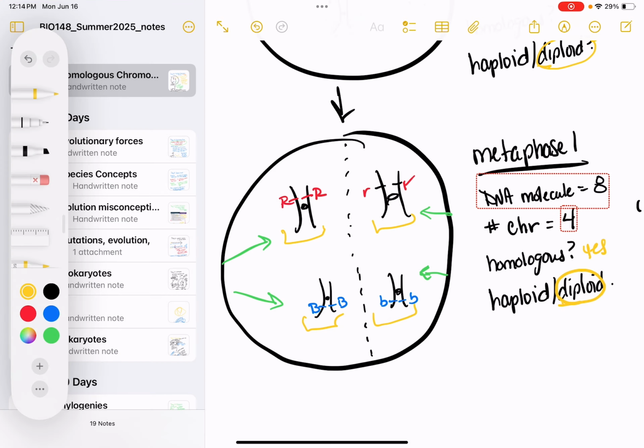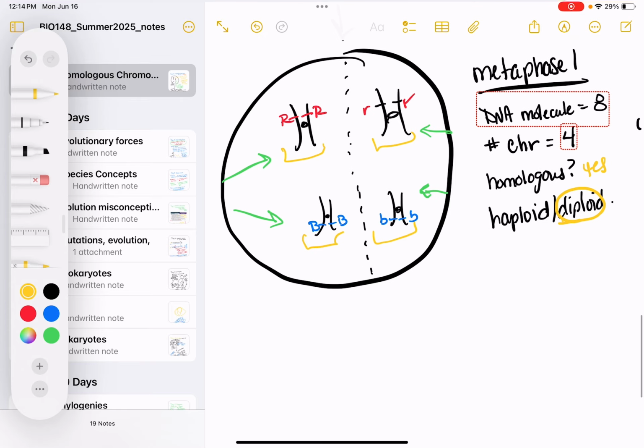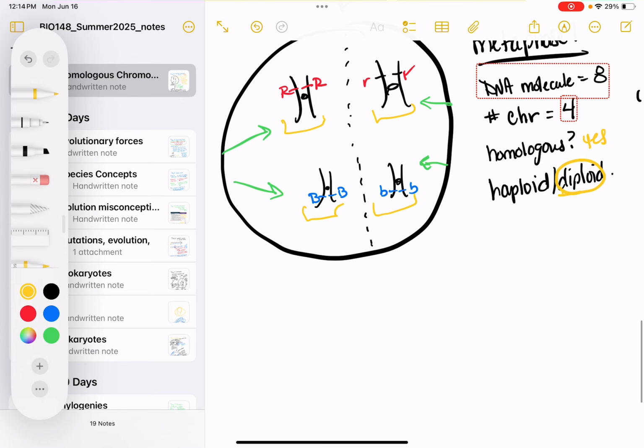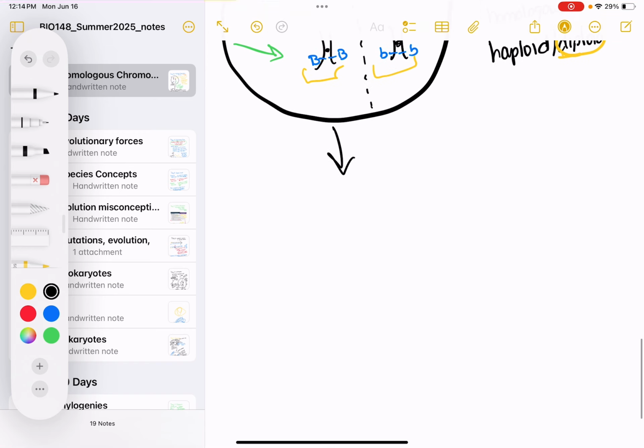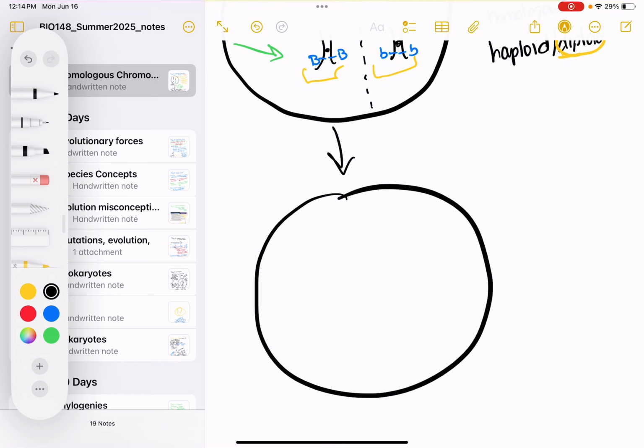Then in anaphase, telophase and cytokinesis, they're going to just separate further, okay? So let's just draw out anaphase quick. In anaphase, they're kind of going to be pulled by their belly buttons.